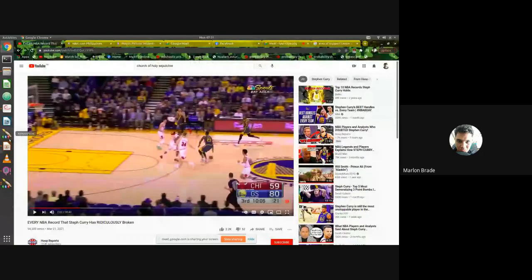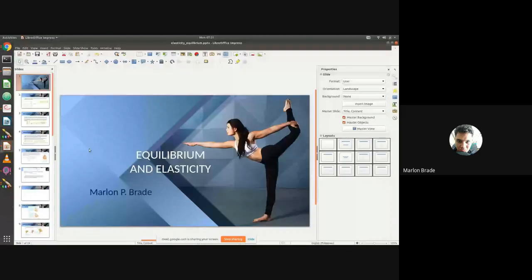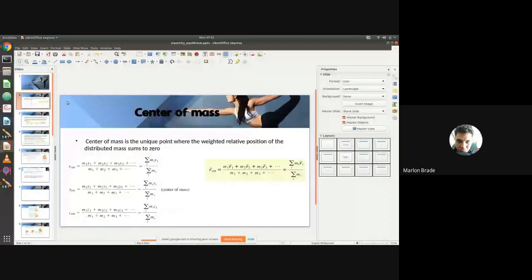Okay, so good morning, everyone. Our topic today is about equilibrium and elasticity. First, let's have some review about what the center of mass is. The center of mass is the unique point where the weighted relative position of the distributed mass sums to zero.